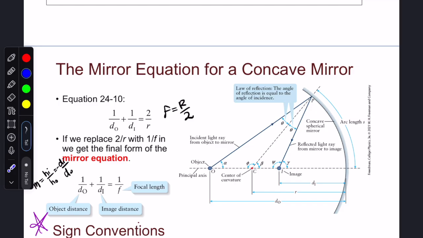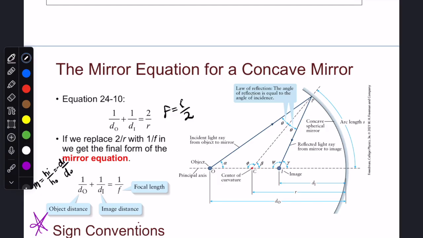And what that geometry told us is this: 1 over the distance the object is from the mirror plus 1 over the distance that the image is from the mirror equals 2 divided by the radius of curvature of the mirror. Okay, little r, big R, doesn't matter. By habit I write big R, but the book uses little r. Same thing. And the focal length is related, as we saw earlier, to the radius of curvature of the mirror. The focal length is r over 2.